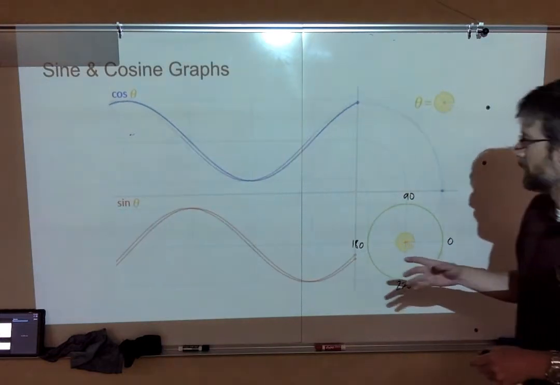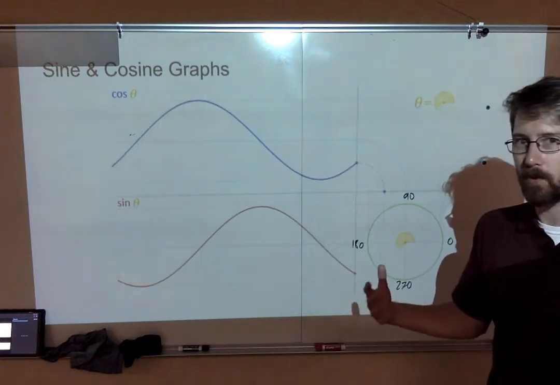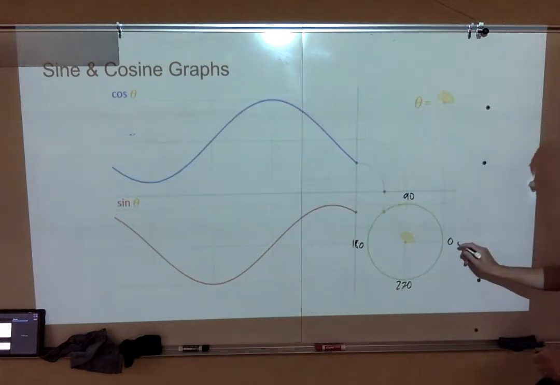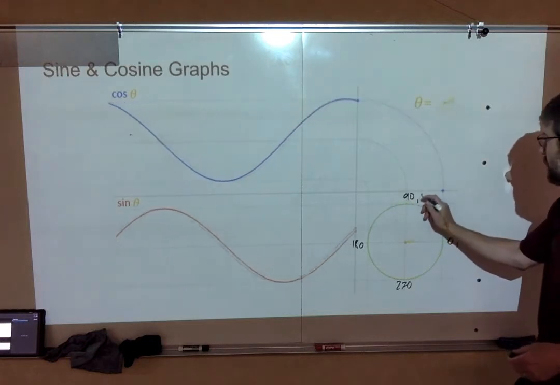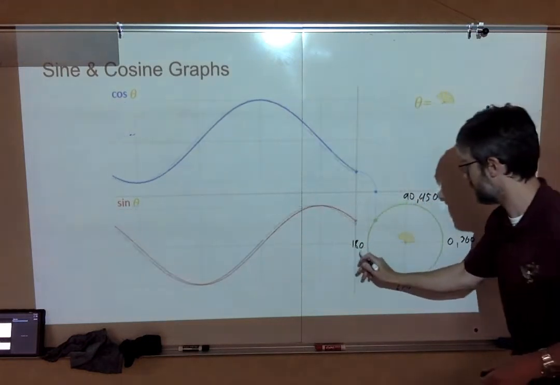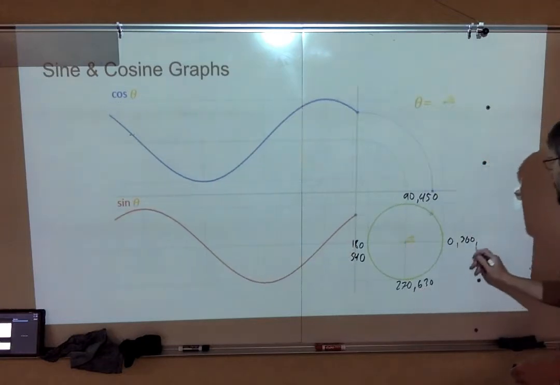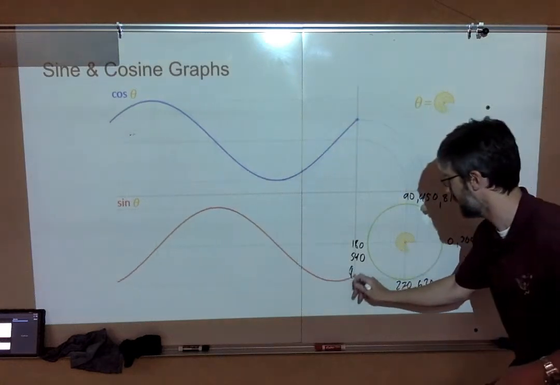The unit circle is one circle, but there's an infinite number of points you can derive from it, because after you get around the circle once, now it's at 360, and then it continues. It would be at 450, and also at 540, and at 630, and at 720, and at 810, and 900.